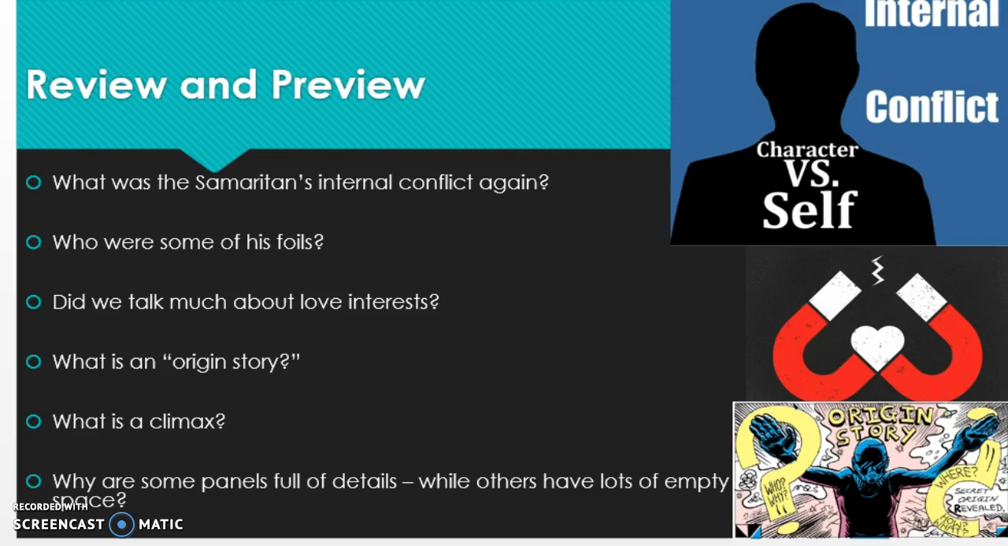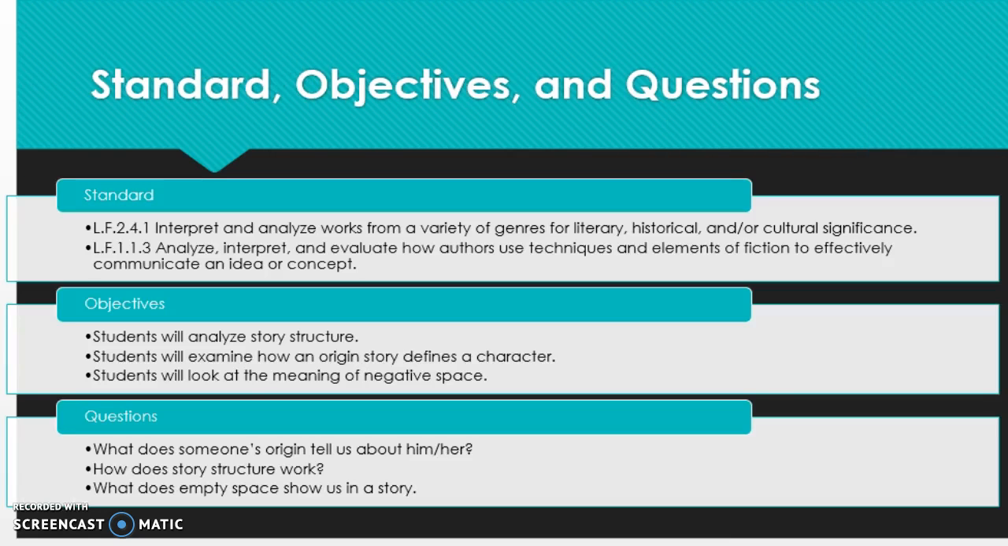And one big thing as well. Some panels, like this one, full of details, full of stuff going on. Others, a lot of open space. And there's a reason for that. That's what we're going to look at here. Techniques to show an idea and concept. And then we're going to look at literary, historical, cultural significance as well, with a few things that come up.